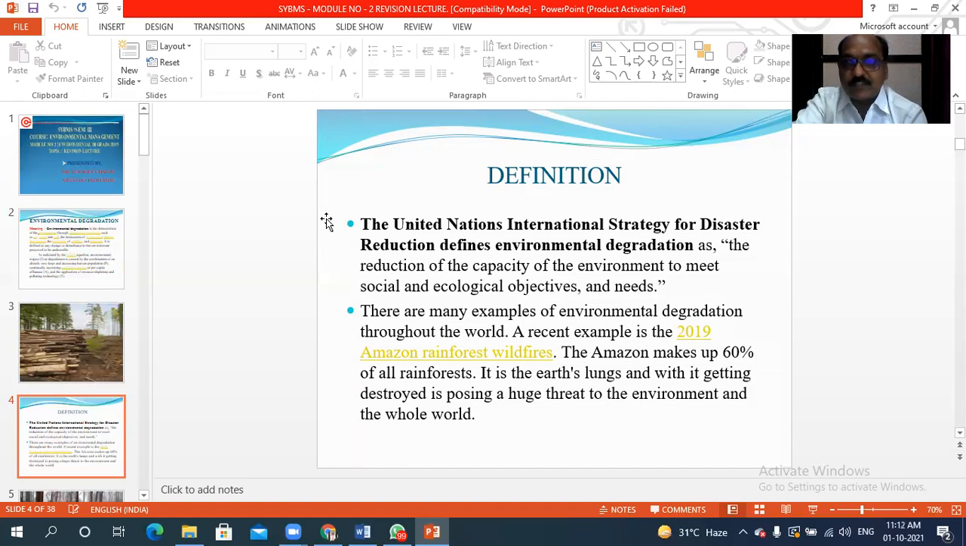The United Nations International Strategy for Disaster Reduction defines environmental degradation as the reduction of the capacity of the environment to meet social and ecological objectives and needs. That is called environmental degradation. So here it is clearly mentioned: the reduction of the capacity of the environment to meet social and ecological objectives and needs. Dear students, at present, in most areas, the degradation of the environment is a major problem. There is a reduction in the capacity of the environment to meet the needs and objectives of the people. That's why it is a very serious issue.